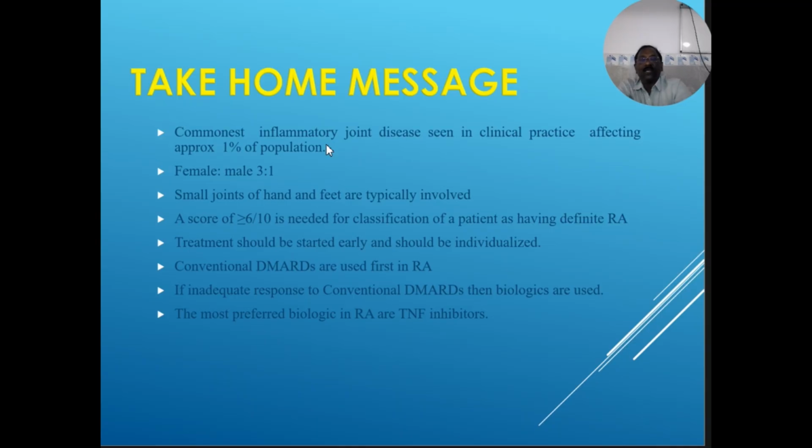Treatment should be started early and should be individualized. Conventional DMARDs are useful first in rheumatoid arthritis. If there is an inadequate response to the conventional, then biologicals are used, or you can start with biologicals also. It's not a hard and fast rule that you should start with DMARDs and biologicals are next. The most preferred biologicals are the tumor necrosis factor inhibitors like adalimumab and infliximab.